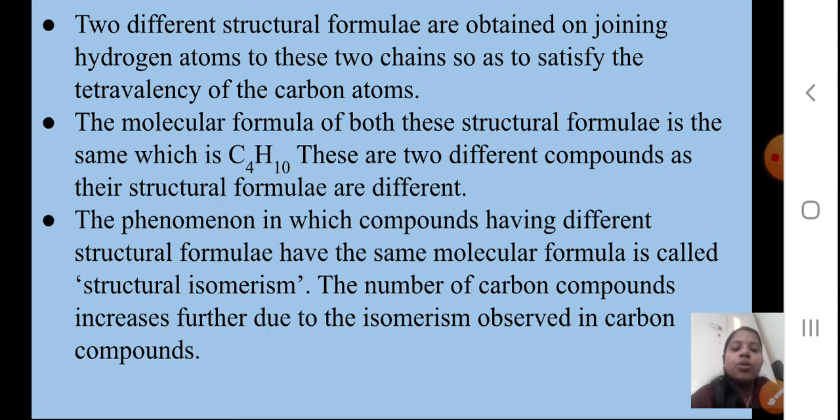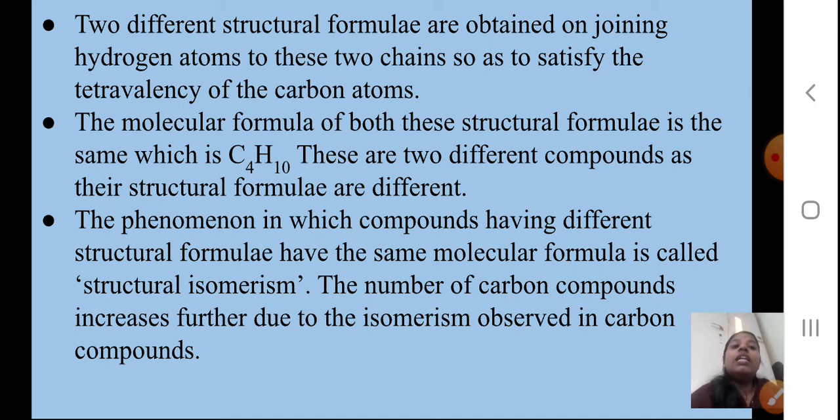Okay students, the phenomenon in which compounds having different structural formulas have the same molecular formula is called structural isomerism. So like this, if you have butane, you can show it in both ways. One I have done by keeping one carbon out of the chain, and in the first one I kept all the 4 carbons together. So if you get 2 different structural formulas for the same molecular formula, C4H10, we call it structural isomerism.